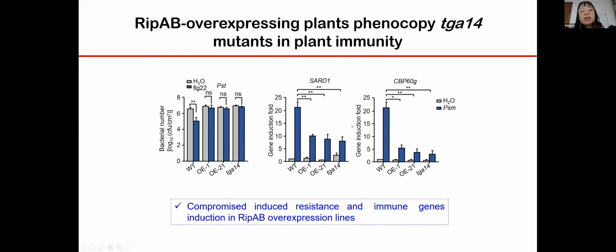And because RipAB interacts with TGAs, we checked whether RipAB influenced TGA function in plant immunity. Surprisingly, we found RipAB plants behaved similarly to the tga1/4 mutant and displayed compromised flg22-induced disease resistance. In addition, BTH-induced PR1 and CBP60g gene expression was also compromised in both these plants. So this result suggests that RipAB could block TGA1 and TGA4 mediated plant immunity.